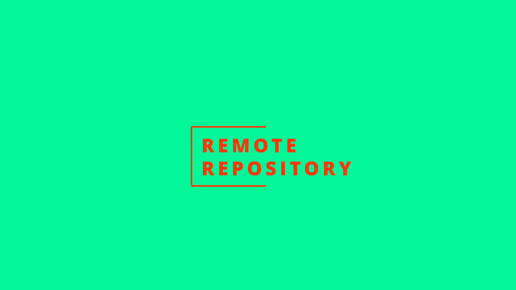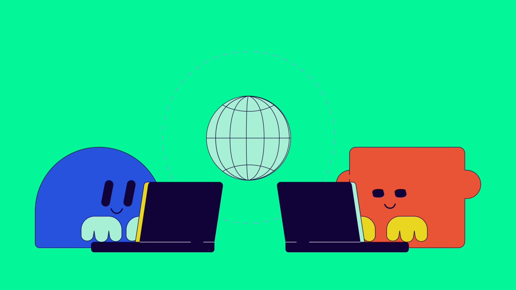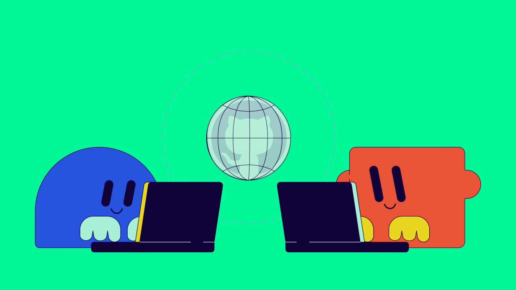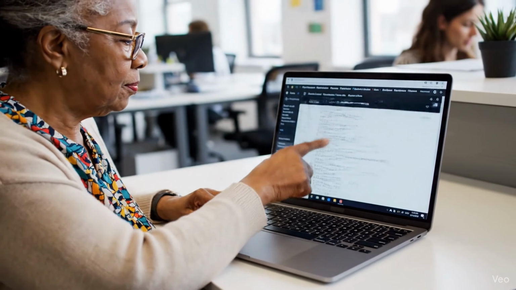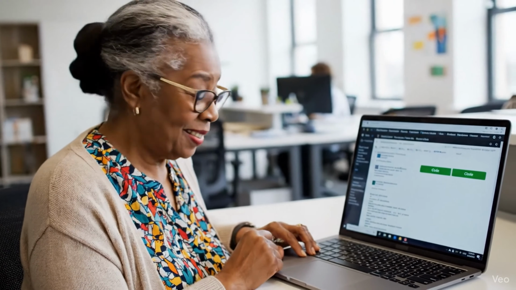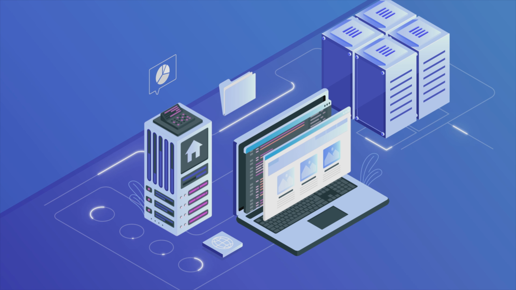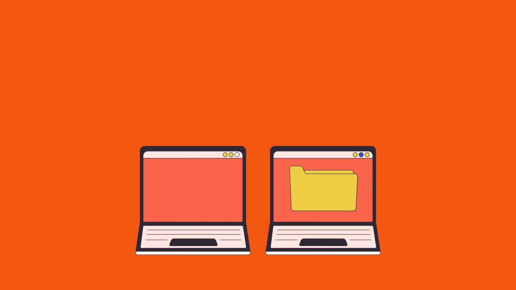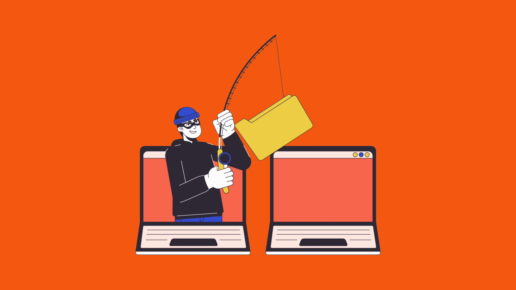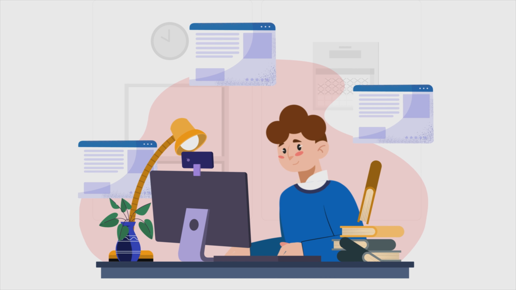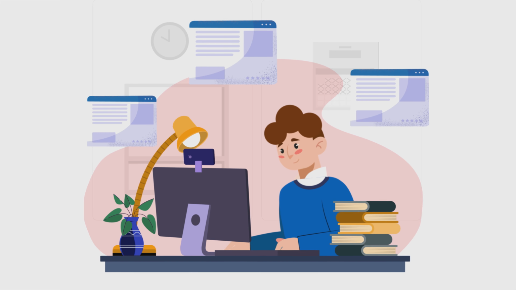Remote repository. This is on the internet, like GitHub. It stores your project online so others can access it or you can access it from other devices. You push your changes from the local repository to the remote repository and pull updates from your remote repository to the local repository. Example, your project lives on GitHub, which means that if you lost your computer or you're using a new device, you can always access it through the internet.